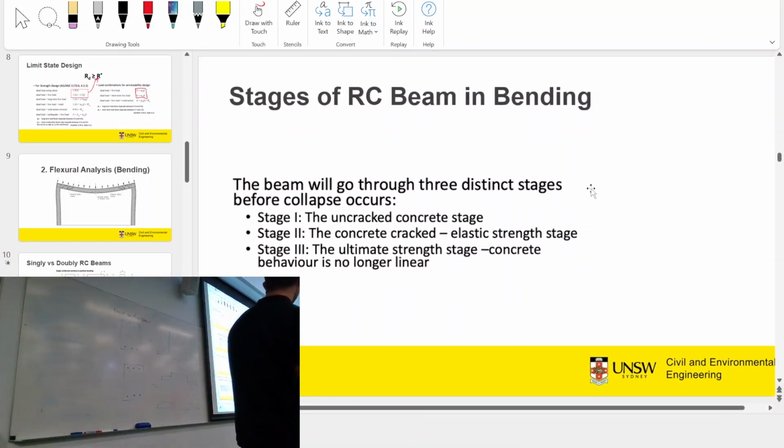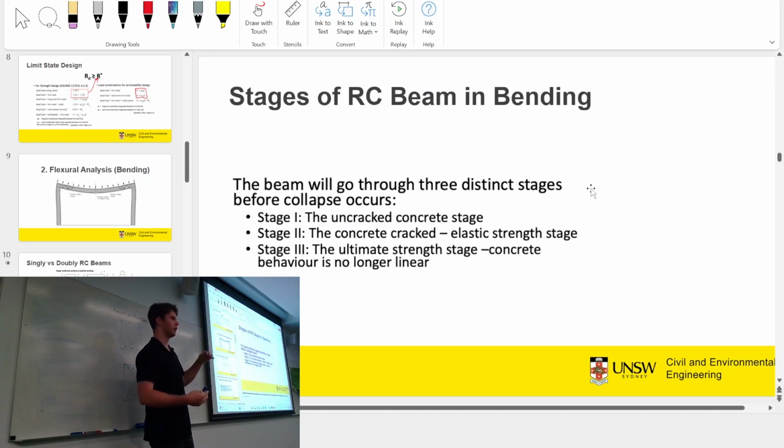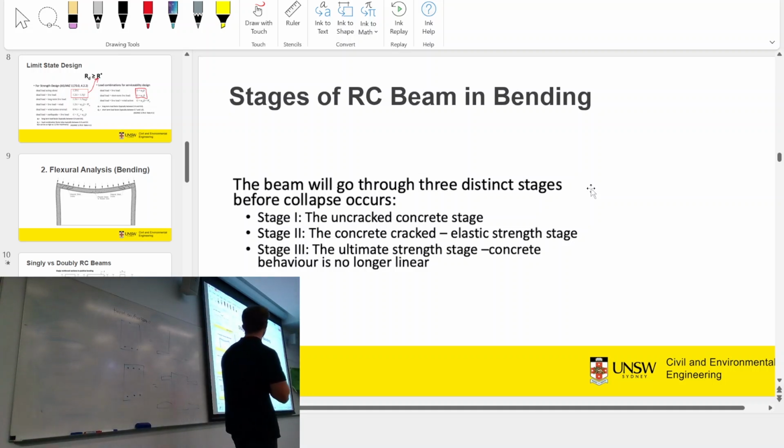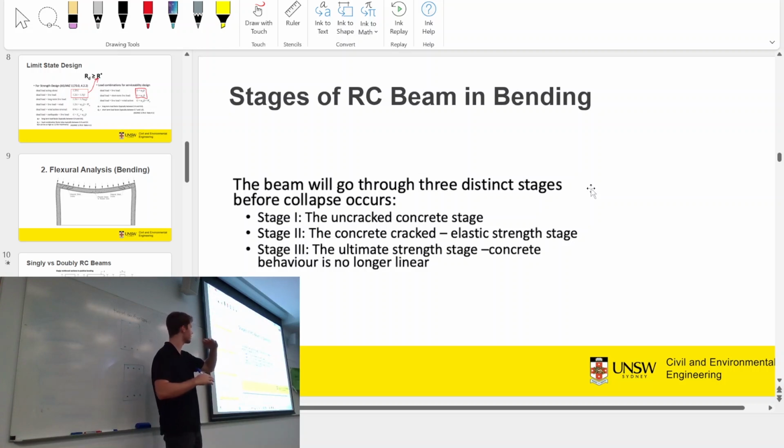And then the next thing that Taylor will go through will be the stages of reinforced concrete beams in bending. And this part is quite important because it really talks about what goes on when a beam bends. So when a concrete beam bends, right? Say you've got a concrete beam, no load on it. You start to load it, right? It starts to sag, starts to deflect, starts to take some stress.